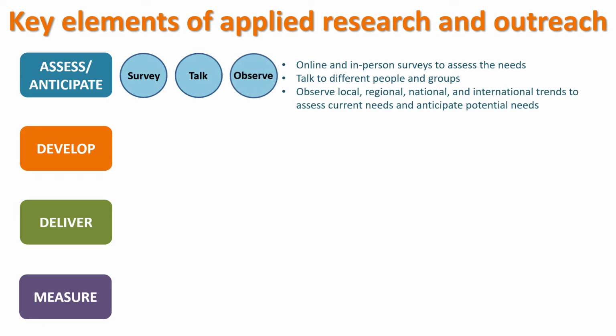Continuously observe what is going on regionally, nationally, or globally and assess both current needs beyond what is gathered from surveys and conversations, and anticipate future needs such as the threat of invasive pests, dwindling of natural resources, or a need for climate smart food production.